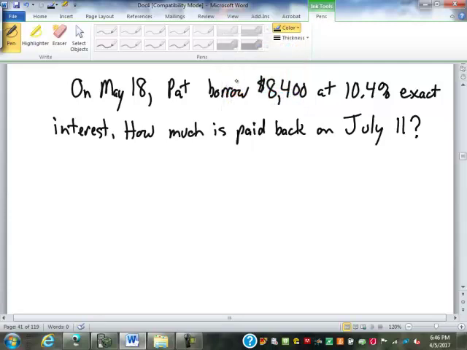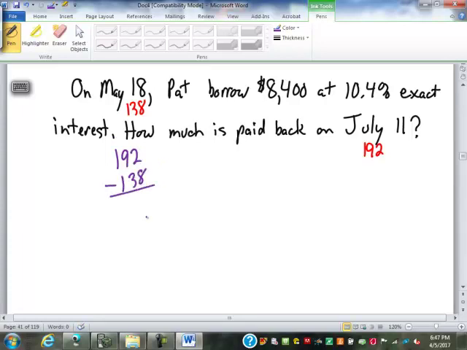Here's where we need that date table out of the book. May 18th is what day of the year? 138. July 11th? 192. Does that look right? 138, 192. So 192, they're in the same year, so we can just subtract them. 192 minus 138 gives us 54 days.